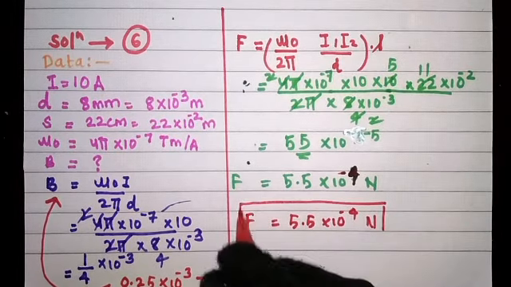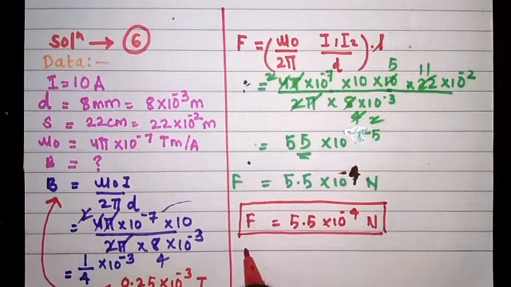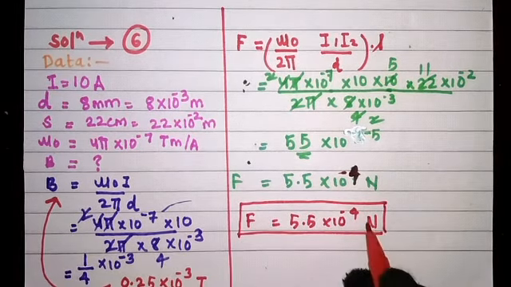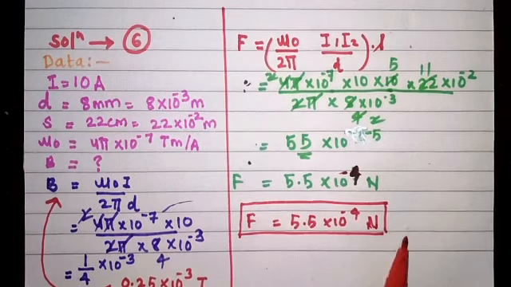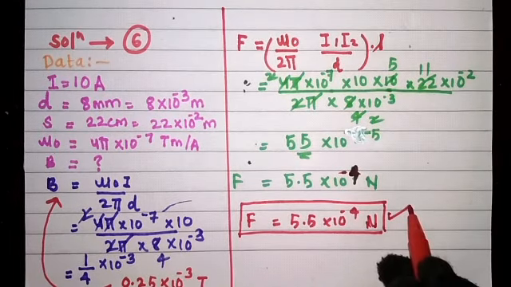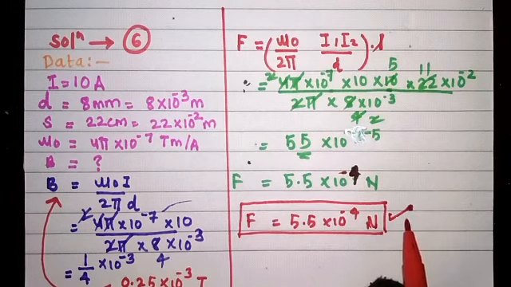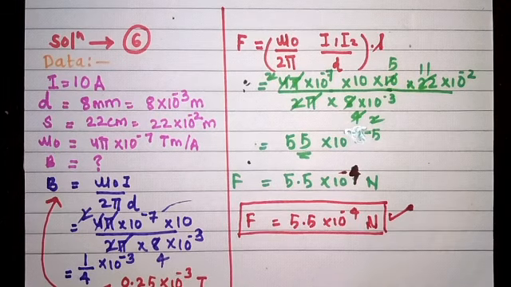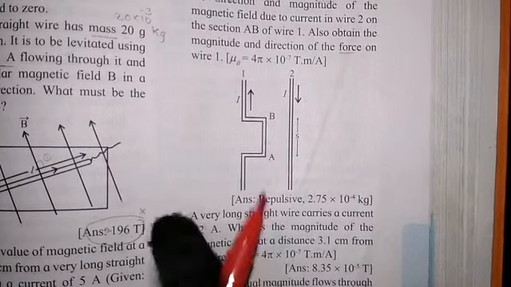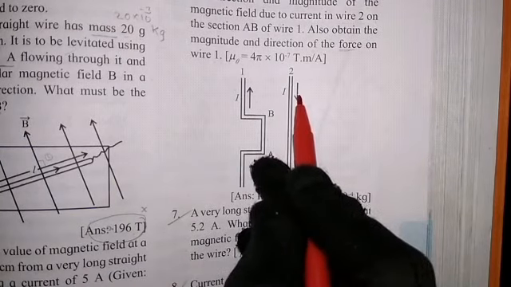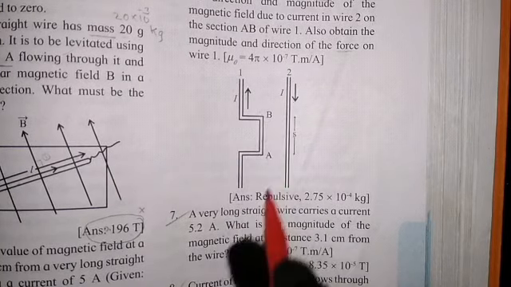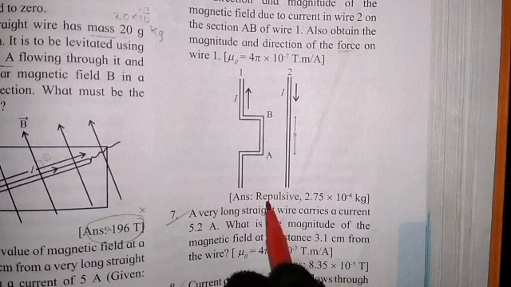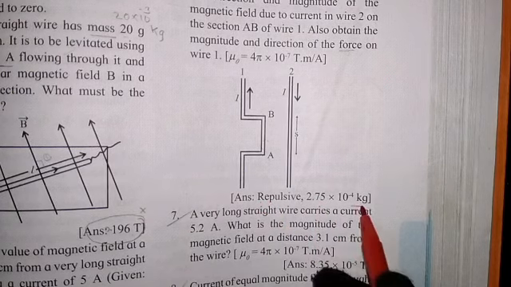So this is again our final answer. We also have to find the magnitude and direction. So we have done with the magnitude. Now the direction of the force on wire 1. Now see, as the currents are opposite in direction, as you can see in this diagram, both the currents are in opposite directions. So the force between these two wires will be repulsive. So repulsive answer is correct, but this is given wrong in your textbook again.